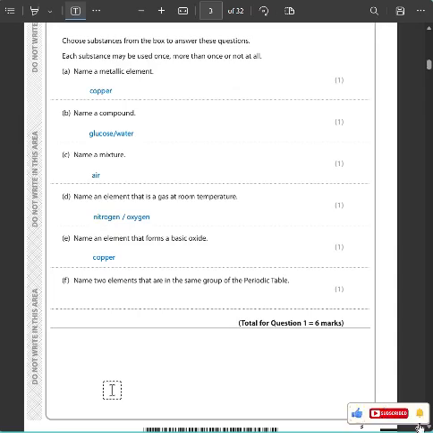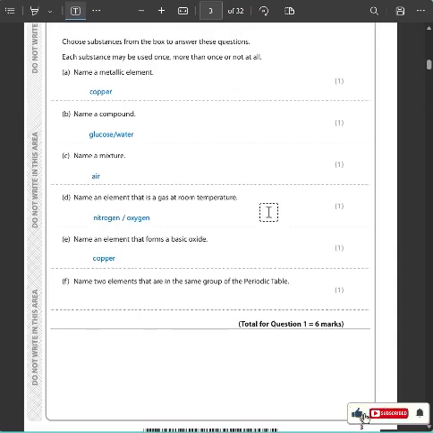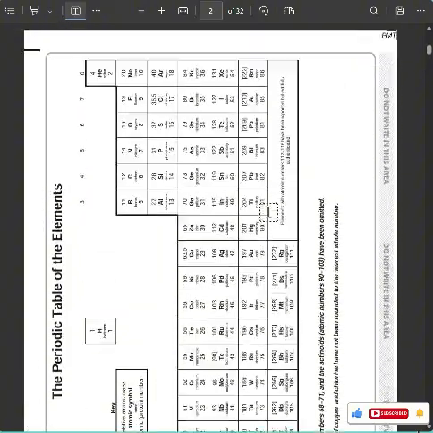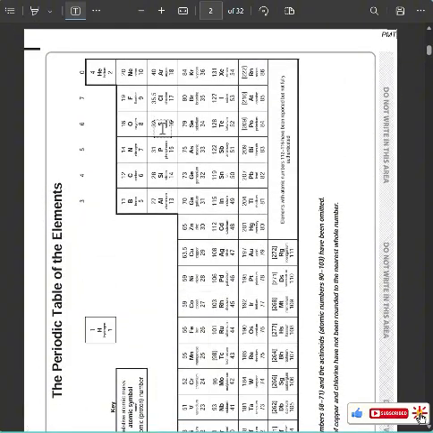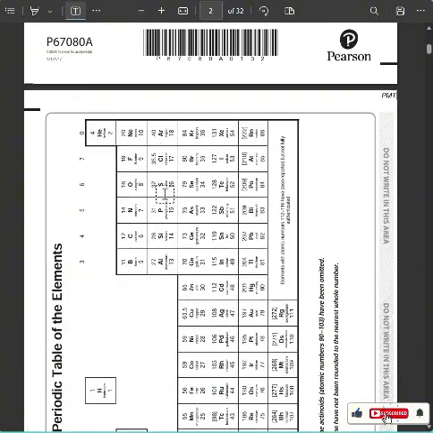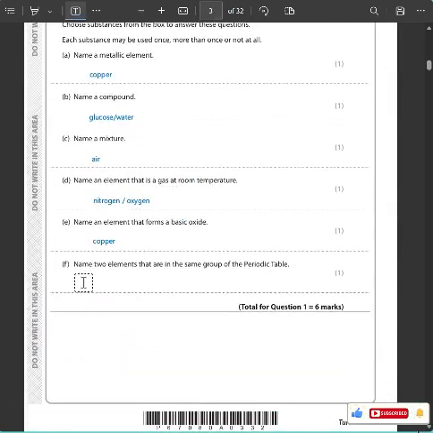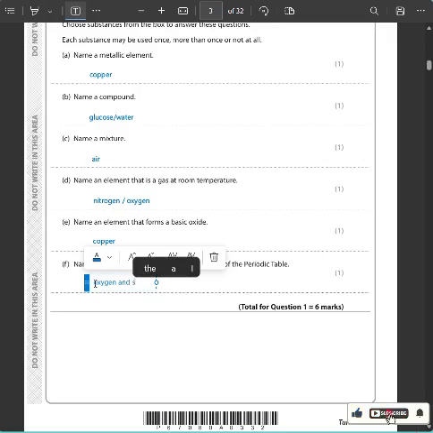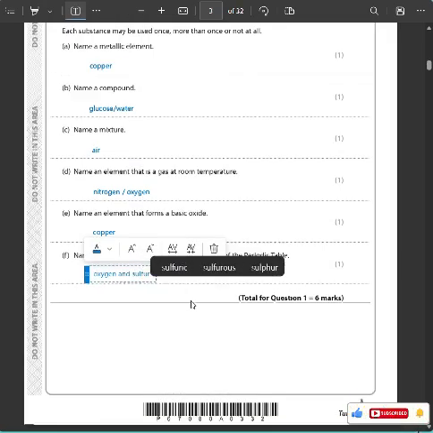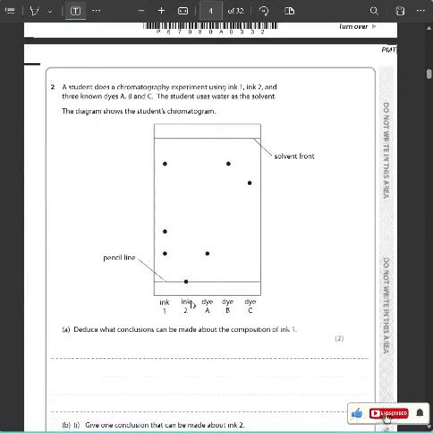Name two elements that are in the same group of the periodic table. You will see oxygen and sulfur, they are in group 6, and that is the answer for this question: oxygen and sulfur. The next question, second part.